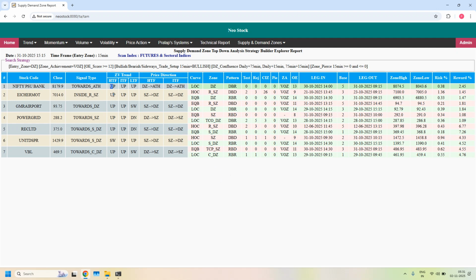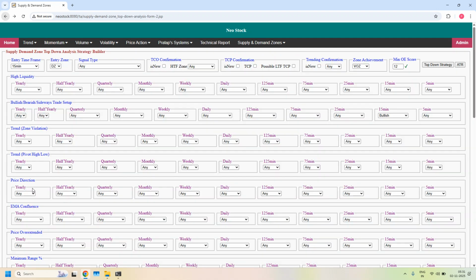And the daily trend is uptrend in all the stocks except the 6th one. So we should eliminate this stock, and for the remaining 6 daily demand zones having daily EMA, then you can plan trades in the filtered stocks. So in the EMA confluence at the daily time frame, I am enabling daily demand zone having daily EMA confluence, and we don't want sideways trade setups at the daily time frame. So I'm selecting uptrend because it is a bullish trade setup.